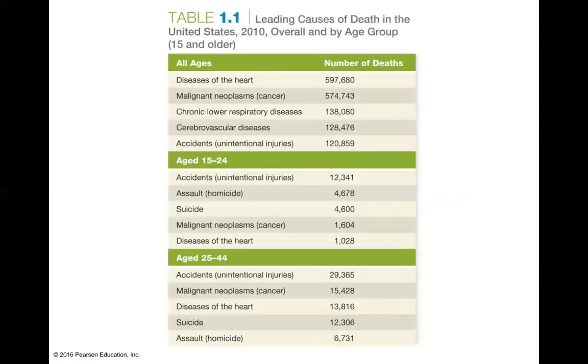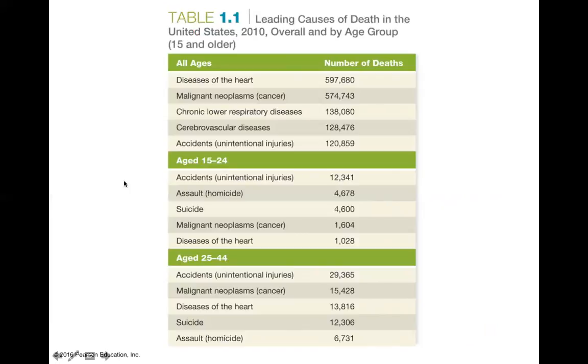Diseases of the heart, number one. Cancer, number two. Respiratory illnesses, number three. Strokes, number four. And then accidents. But as we go down by age group, look what happens in age 15 to 24. Accidents takes number one. Homicide, number two. And suicide. So accidents, again, go up there in 25 to 44.